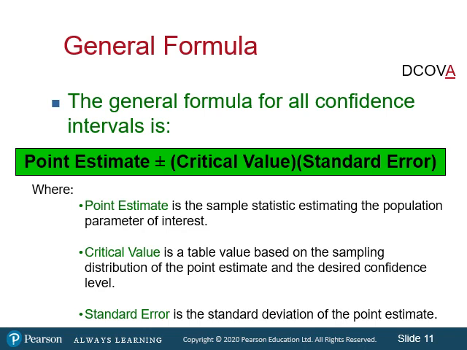The general formula to calculate all confidence intervals is given here, which is the point estimate plus minus critical value times standard error. What are critical values? Critical values are the table values that you get. It can sometimes be Z, it can also be T, and this follows the normal distribution or the T table distribution. So the point estimate is the sample statistic estimating the population parameter of interest. The critical value is from the table, and the standard error is the standard deviation divided by square root of n.